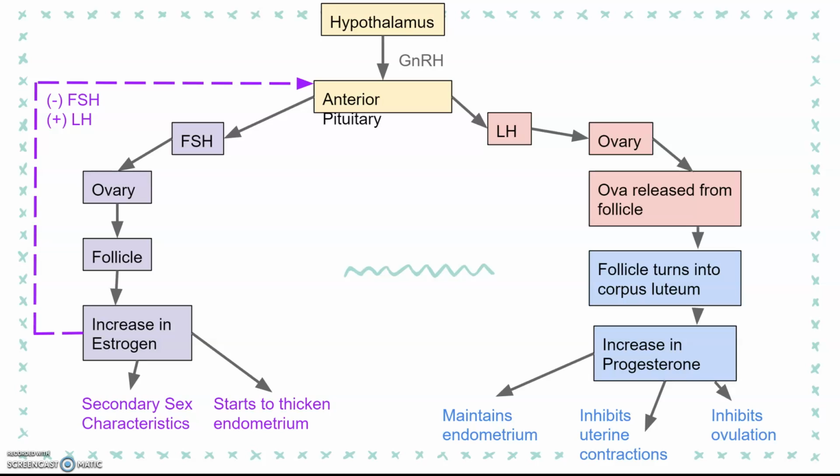The reason we want to inhibit ovulation is because you only ovulate one egg per month. You don't ovulate a ton of eggs per month. Well, you can, and that's how you end up with fraternal twins. However, the goal is to only release one egg per month. So progesterone's job is to help with that.